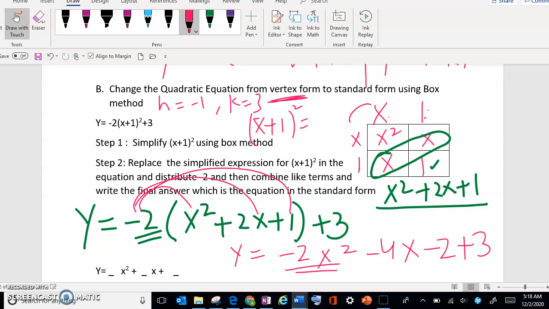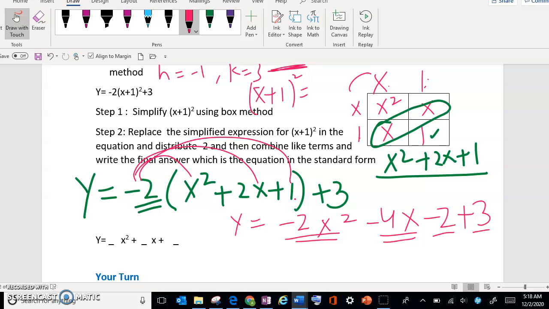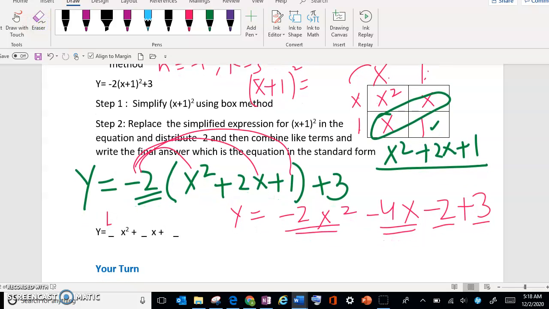-2x², there's no other x² term. -4x, there's no other x term. -2 + 3 can be combined into positive 1 because there are two numbers. So what do I get? I get here a -2x² and I get here a -4x and +1.